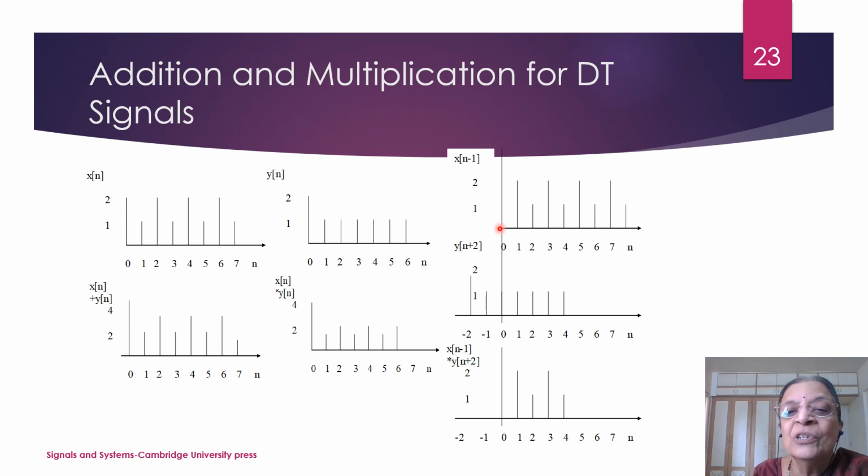So below 0 this is 0, so here also it will be 0. Above 4 this is 0, so above 4 the product will be equal to 0. And you just have to take the product sample by sample. So here this is 1, this is 2, so it will be 2 like that. Just go on taking the multiplication sample by sample.